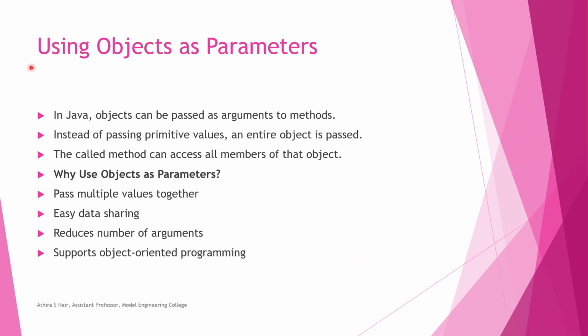Until now, we have passed primitive values such as integer, double, and string to methods. But Java also allows us to pass objects as arguments to methods. The called method can access all the members of that object. This is very useful because we can pass multiple values together, data sharing becomes easy, we can reduce the number of arguments, and it also supports object-oriented programming.